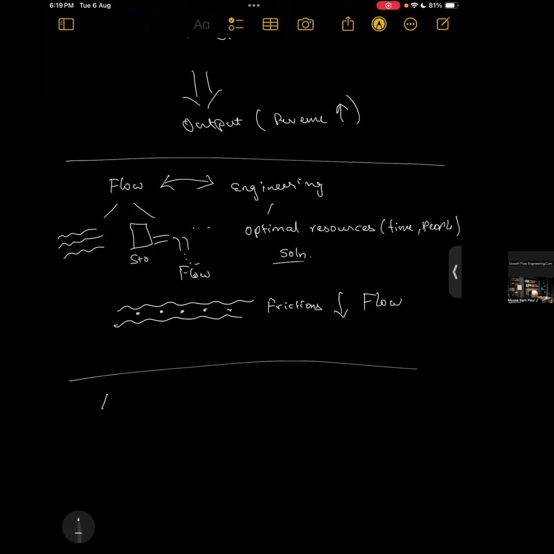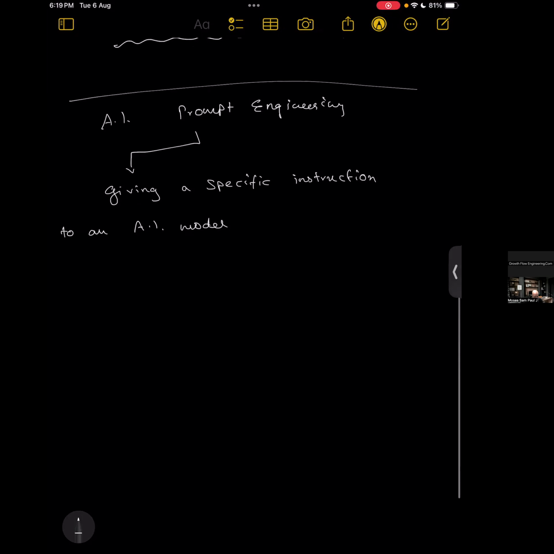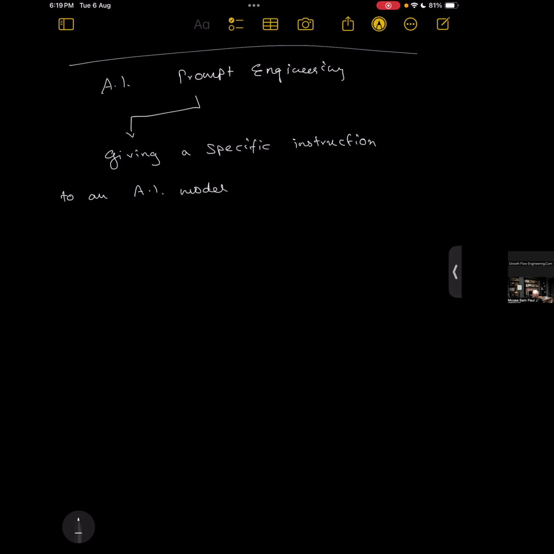parlance of AI, you must have heard of prompt engineering. So what is prompt engineering? Prompt engineering is giving a specific instruction to an AI model, like Llama, OpenAI, GPT-4, GPT-3, whatever. To any of these models, you give a specific instruction to get the desired output.